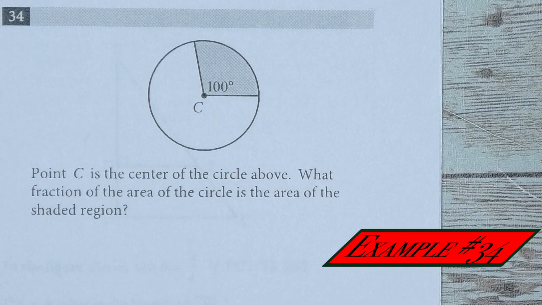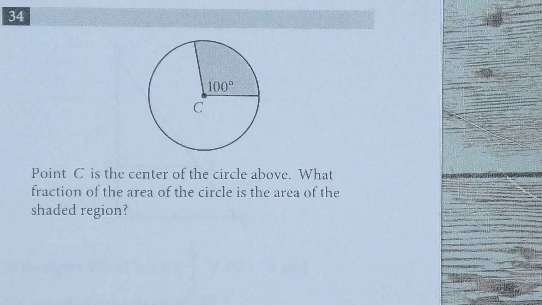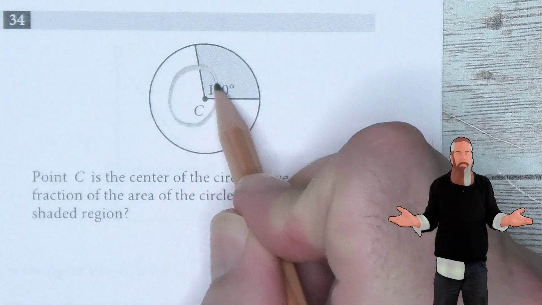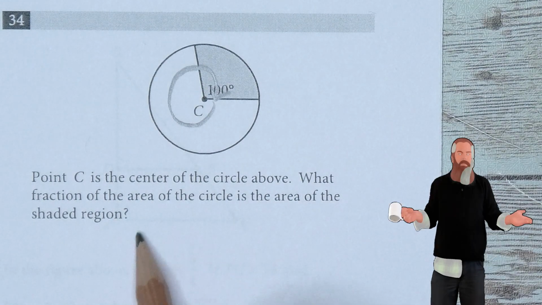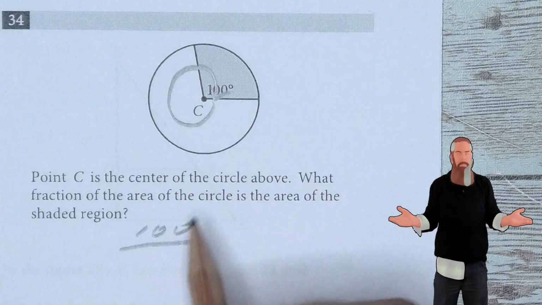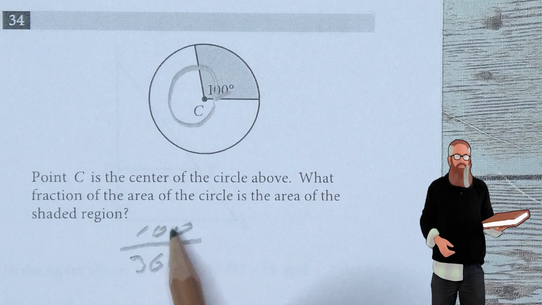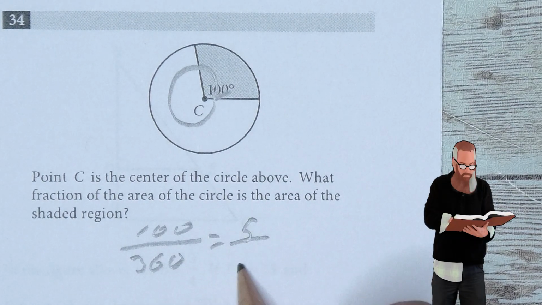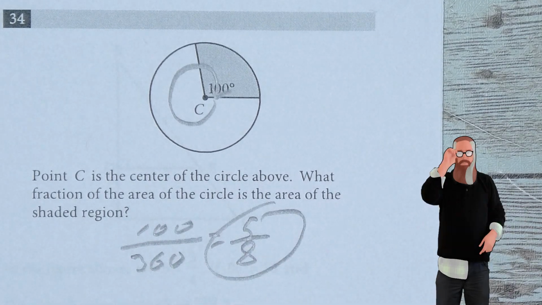Point C is the center of the circle above. What fraction of the area of the circle is the area of the shaded region? Much easier than it would seem. Let's remember there's 360 degrees in a circle. 100 of those degrees are covered in that area, so we get 100 over 360. Simplifying that, we get 5 over 18, which is our answer.